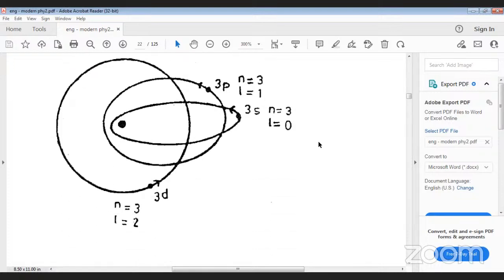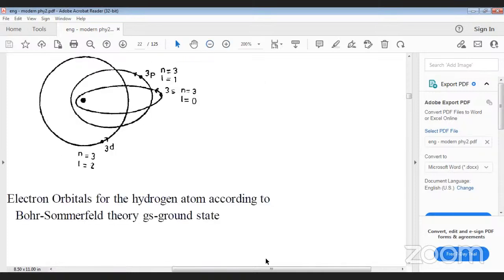Similarly, for n equals 3, three possible values: 0, 1, 2. So n equals 3 and l equals 0 is 3s, n equals 3 and l equals 1 is 3p, and n equals 3 and l equals 2 is 3d. 3s, 3p, 3d. So these are the different orbits. Is it clear? Next.